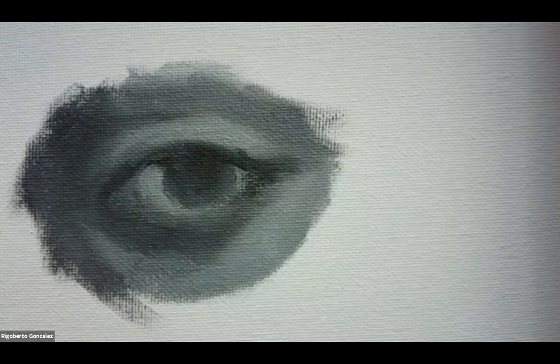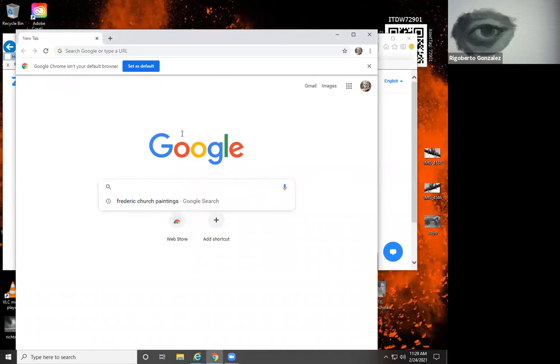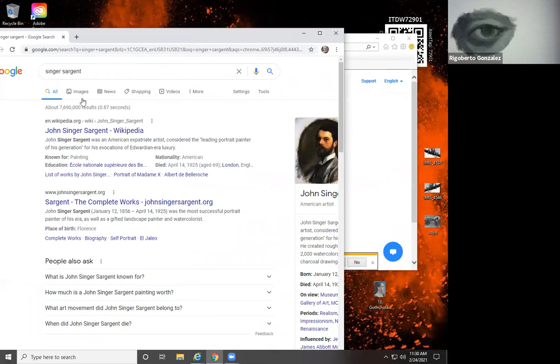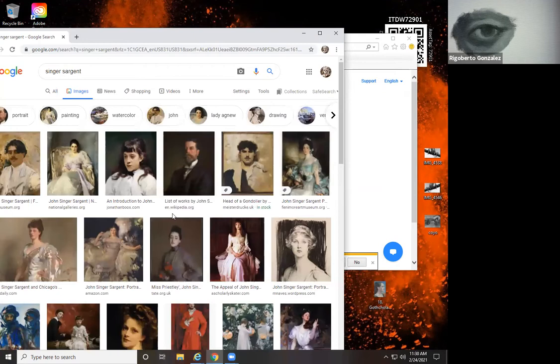You know what I'm talking about. That's kind of like the way this guy painted. When you get up close to these paintings, there's very minimal detail. Let's see the quality here. Go to Wikipedia.